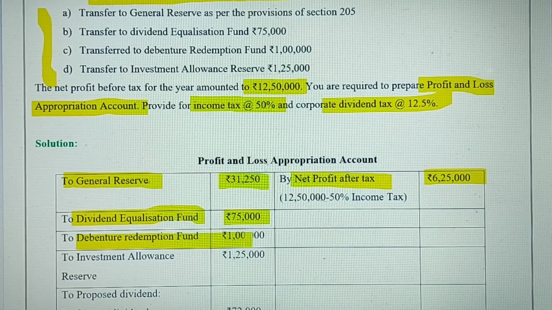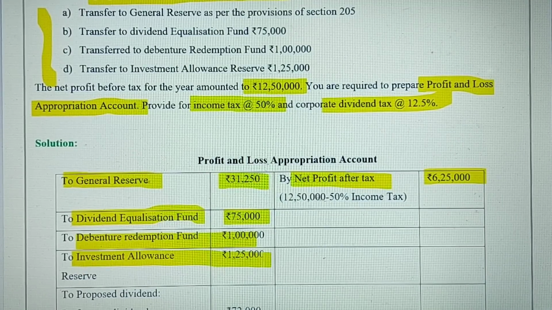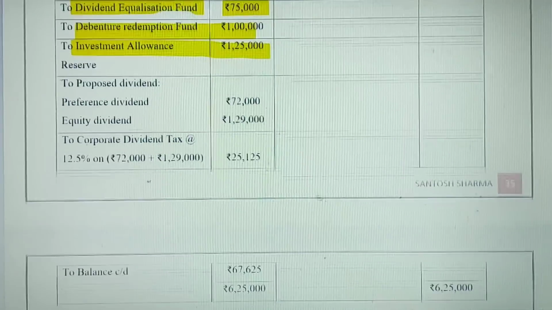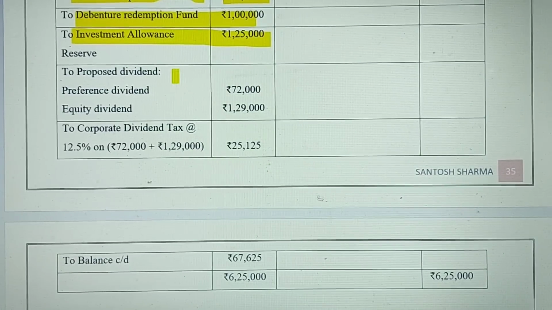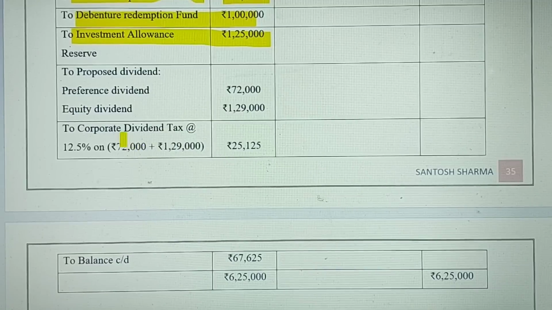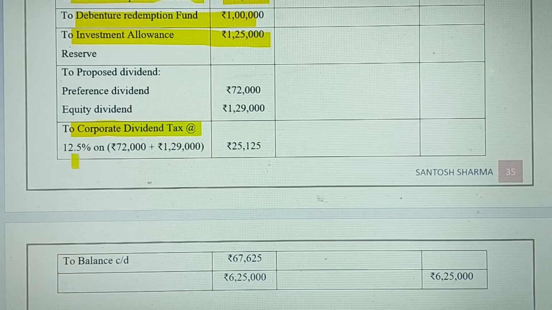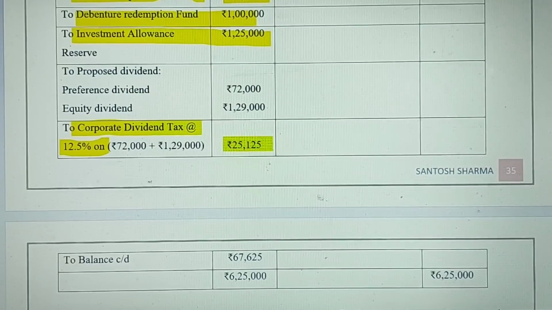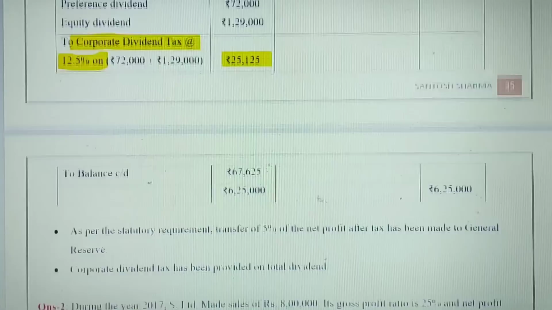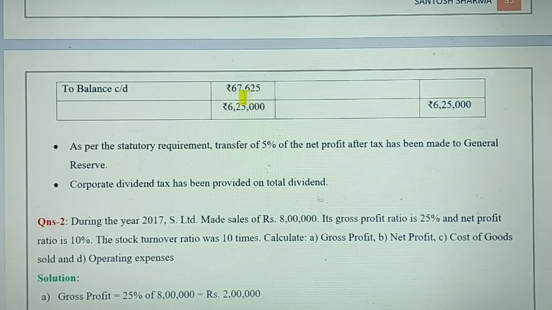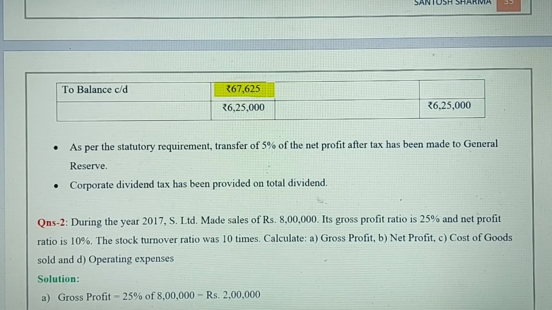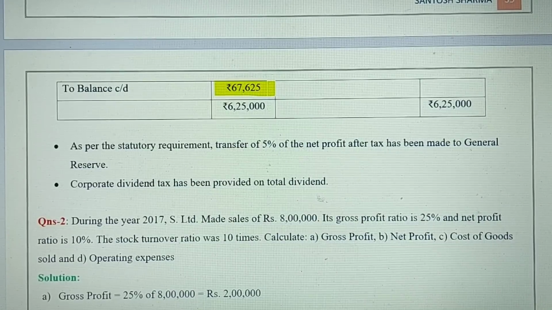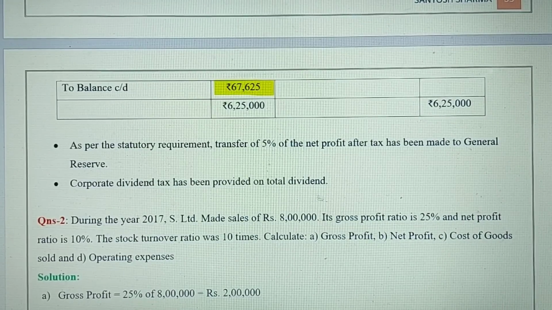Debenture redemption fund 1 lakh, then investment allowance 1,25,000, proposed dividend, that is preference dividend and equity dividend. So all these things should be placed on the debit side. And then again corporate tax, which is 12.5%, which is given there. So you have to calculate that, and the rest, after balancing, you will get this 67,625. So this is how you have to work out. Now this is the net distributable profit of the company.